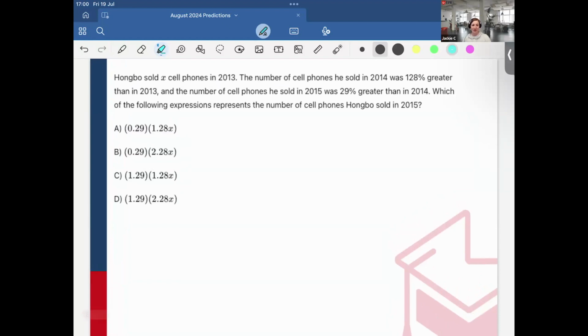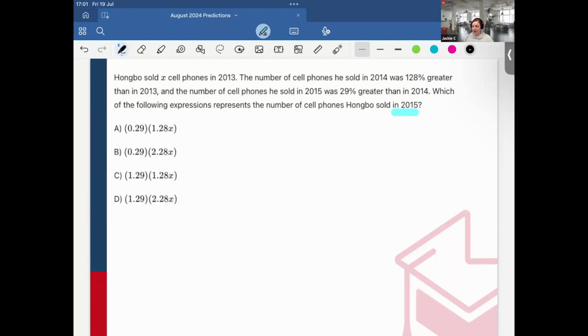So here, Hongbo sold x cell phones in 2013. The number of cell phones he sold in 2014 was 128% greater than in 2013, and the number he sold in 2015 was 29% greater than in 2014. Which of the following expressions represents the number of cell phones Hongbo sold in 2015? Okay, so this is just testing percent increases in this case.